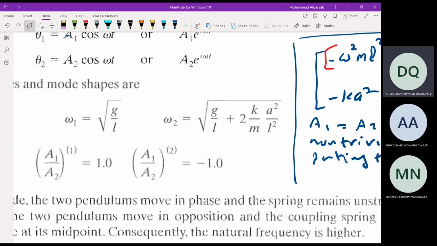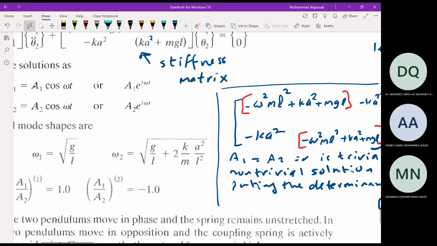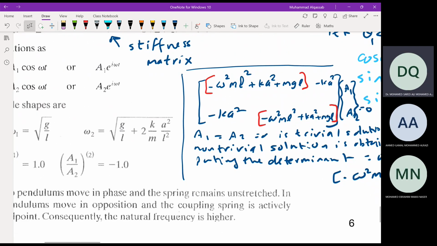Okay, so omega 1 is square root of g over L, omega 2 is square root of g over L plus 2K over M, a squared over L squared. Those are the natural frequencies. The amplitude ratios are obtained by substituting in the algebraic equations.